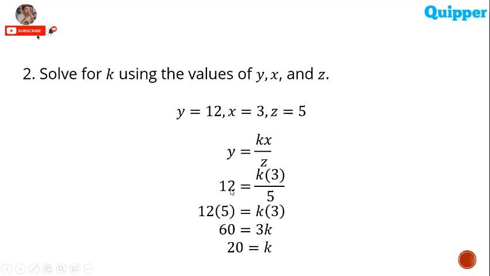Just substitute the values of y, which is 12, x, which is 3, and z, which is equal to 5. We now have 12 is equal to k times 3 over 5. Then 12 times 5 is equal to k times 3. Then 12 times 5 is equal to 60. K times 3 is 3k. Then divide both sides by 3. You will now have 20 as your value of k. That is your constant of variation.